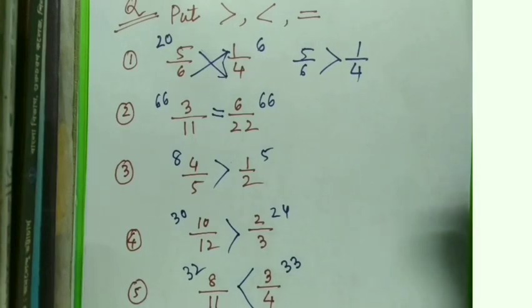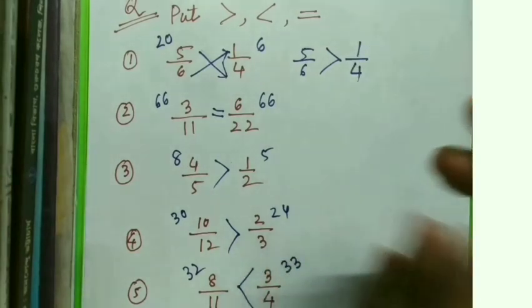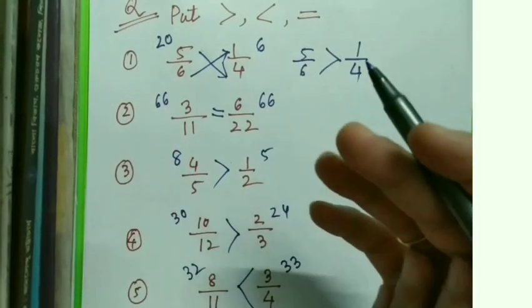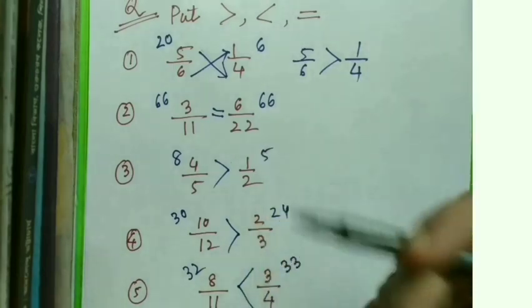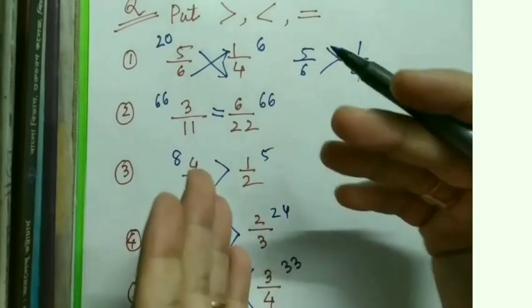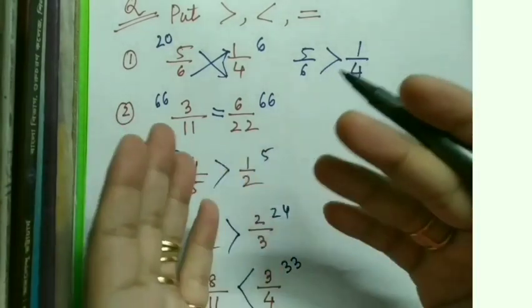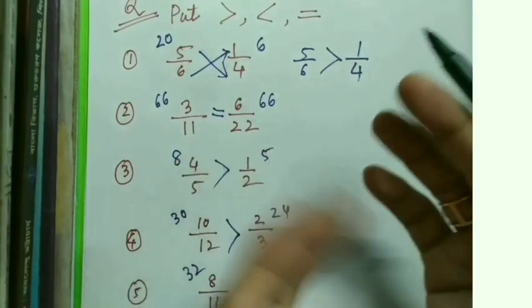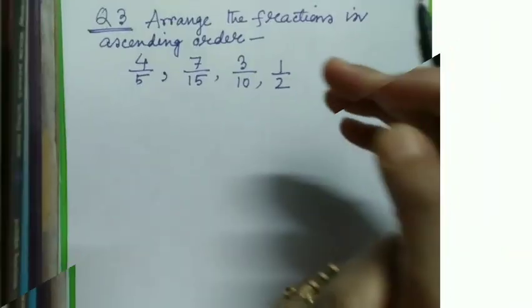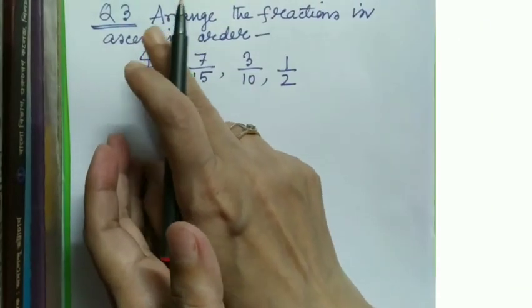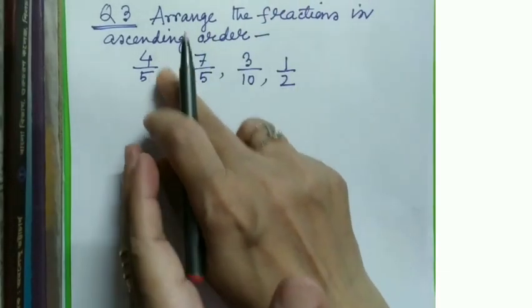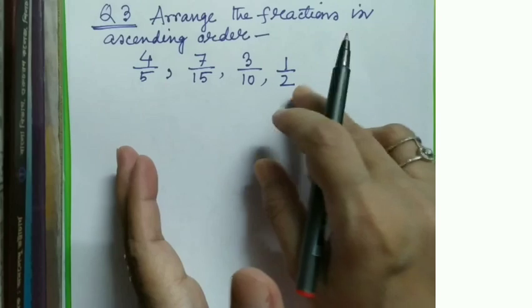You see, so simple. I think within 1 minute I have done all the sums. Pretty simple, isn't it? But when there are more than two fractions, and if it is asked to keep them in any order like ascending or descending order, then how can we do this? Okay, let's take another example. Exercise 2a, question number 3. Arrange the fractions in ascending order: 4 by 5, 7 by 15, 3 by 10, half.